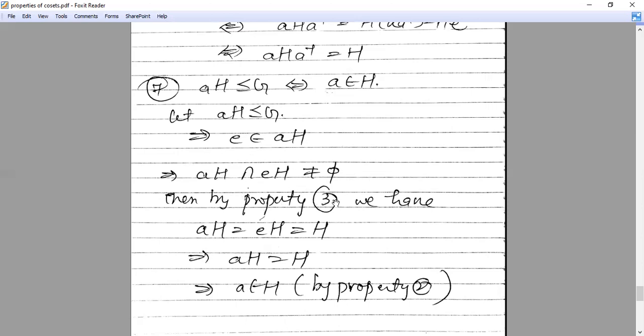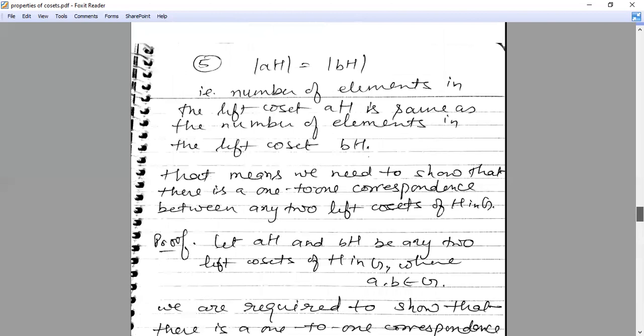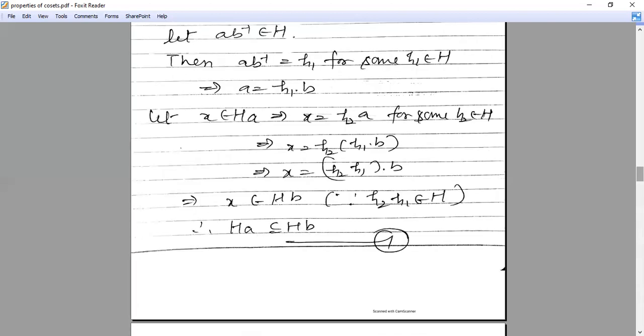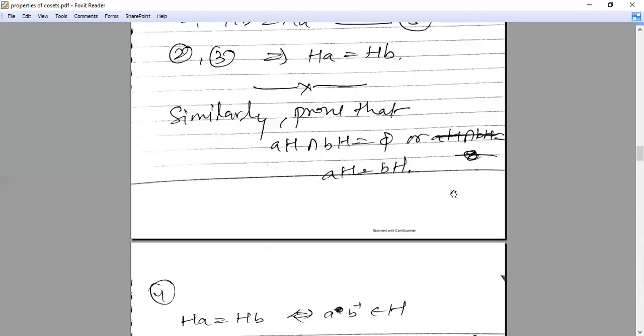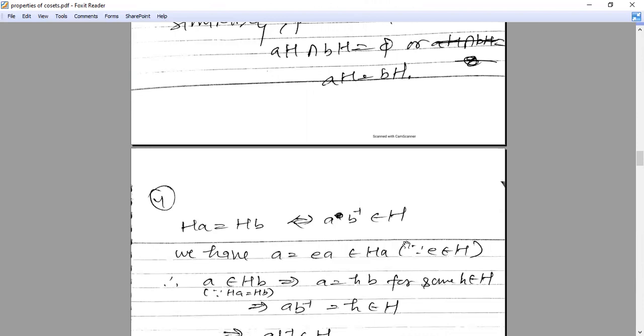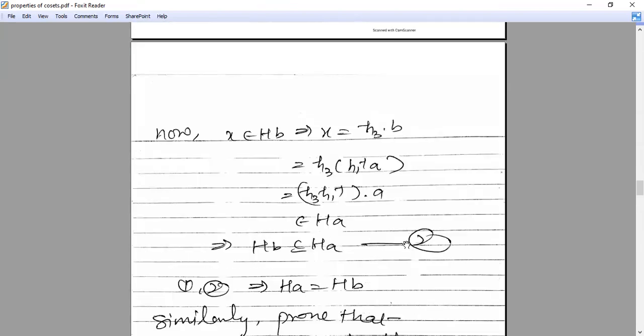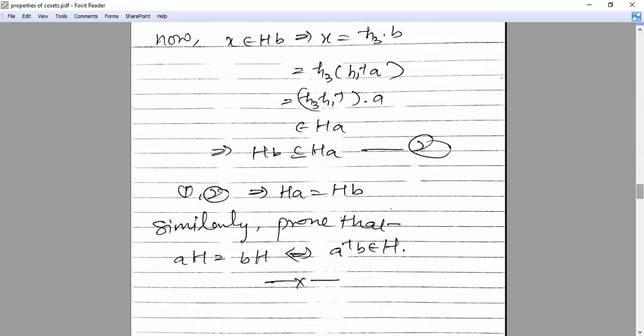That means by property number 3. So let us see what is property number 3. We have proved this, it is your third property. Property three says that two cosets AH and BH, either they are the same or there is nothing common, their intersection is empty. So if their intersection is non-empty, that means they have to be the same.